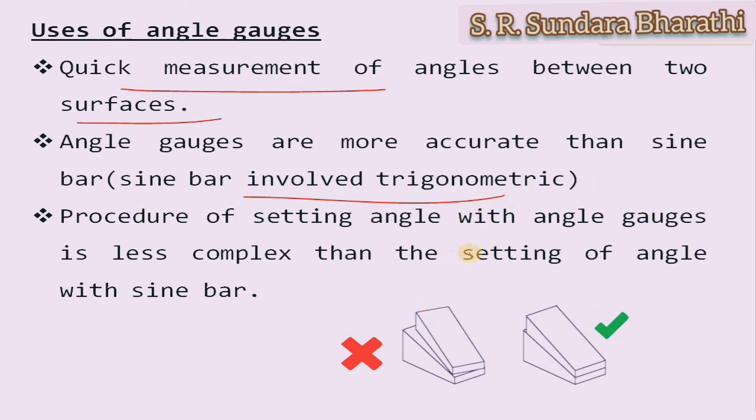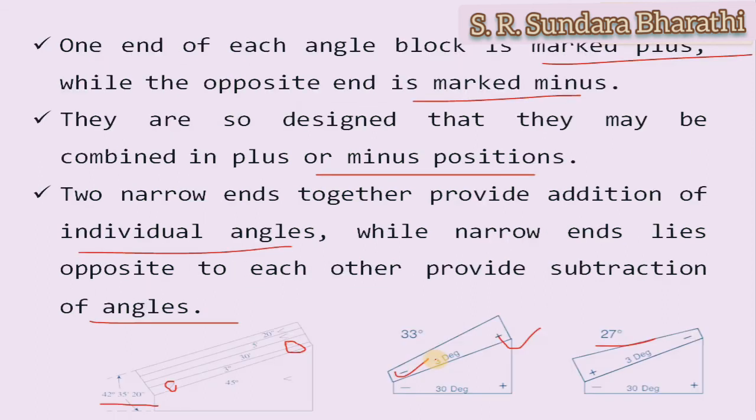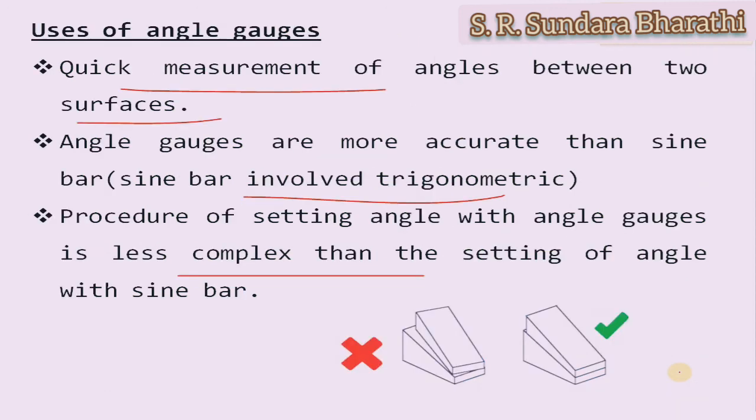The procedure of setting angles with angle gauges is less complex than setting an angle with the sine bar. This is how to keep them in position. The right positions and wrong positions I have mentioned here. If you want to add or subtract, you have to follow this procedure. Combine the slip gauge blocks to get the angle of the particular component.